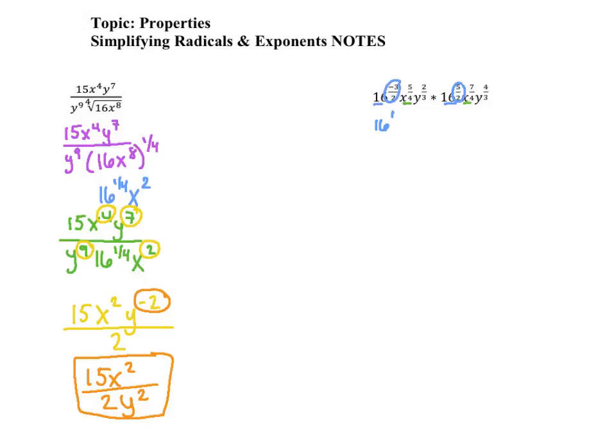Now the x's have an exponent of 5 over 4 and 7 over 4. So I'm going to add them together and get 12 over 4. And if you simplify it, that's going to be x to the 3rd. And the last thing I need to look at are my y's. So I have 2 to the third and 4 to the third. So when I add them together, that's going to be y to the 6 over 3. And if I simplify that, that's going to be y squared.